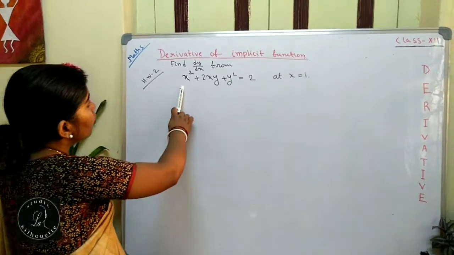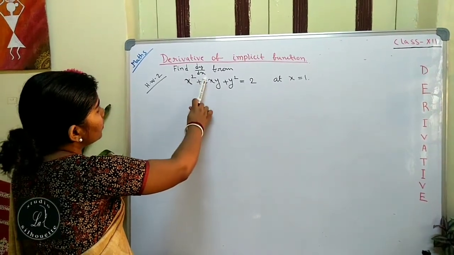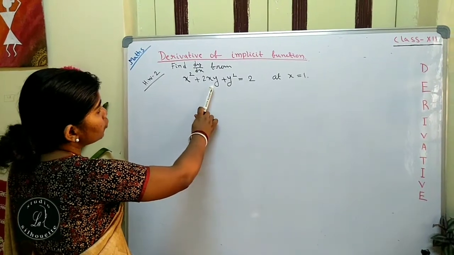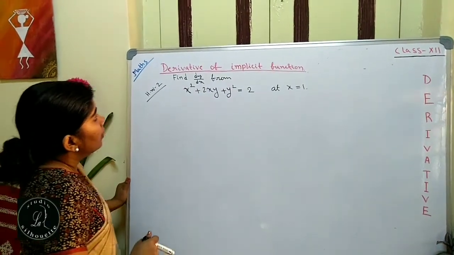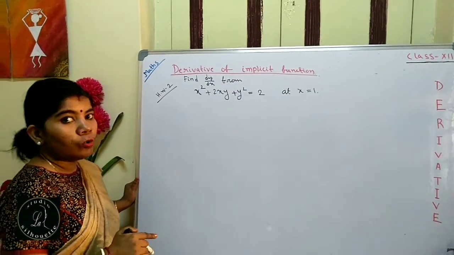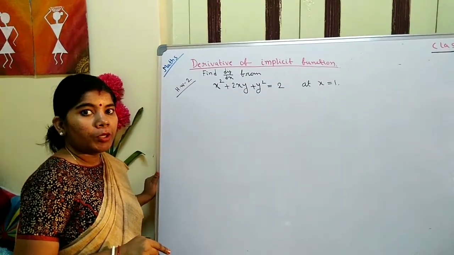Now there is one more problem. Find dy dx from x square plus 2xy plus y square equal to 2 at x equal to 1. You will do that sum at your home and you will write the answer in the comment box below.